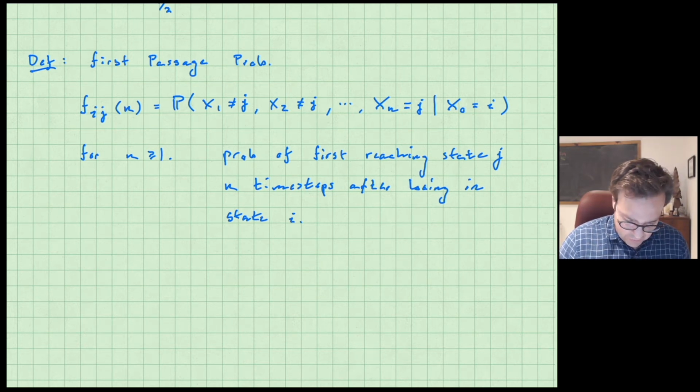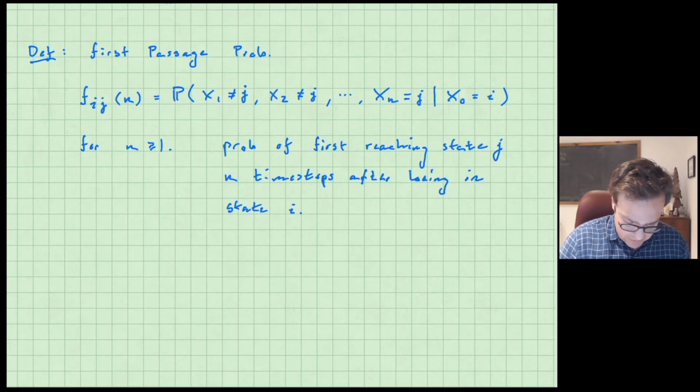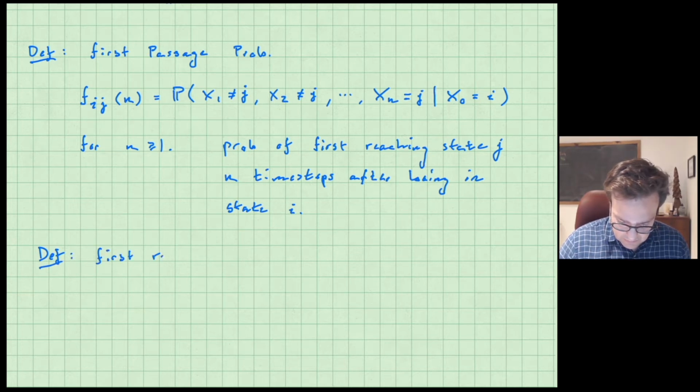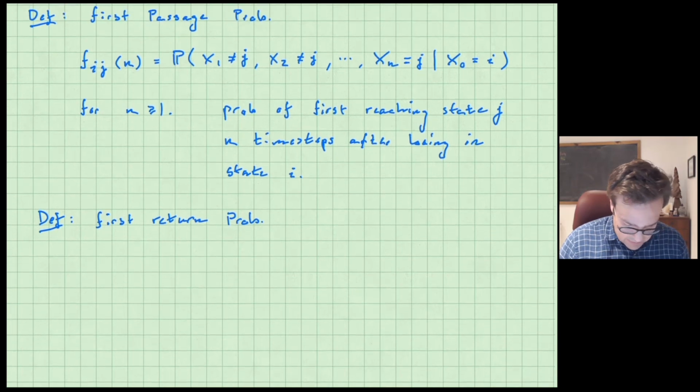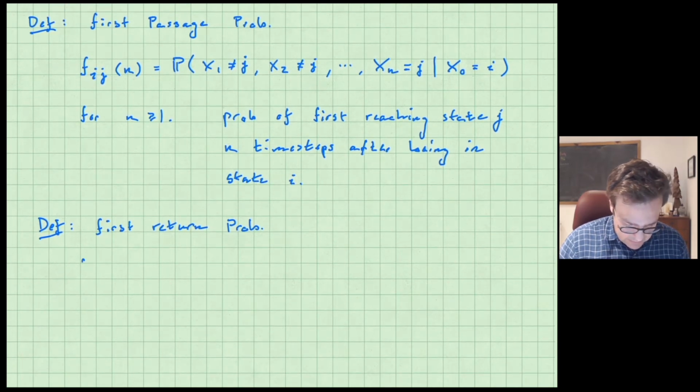The first return, I guess I should make this a separate definition. The first return probability, and this one only has one index, F_i, and a time argument, and this is defined to be the first return probability.